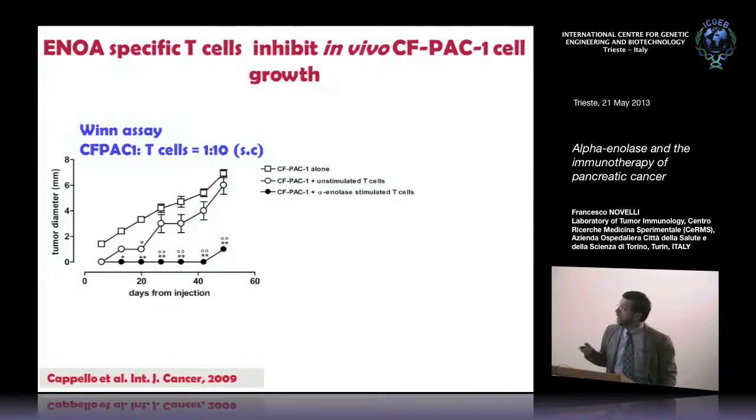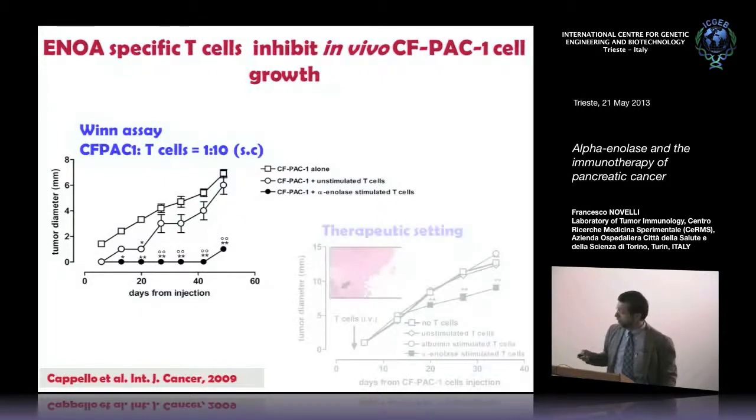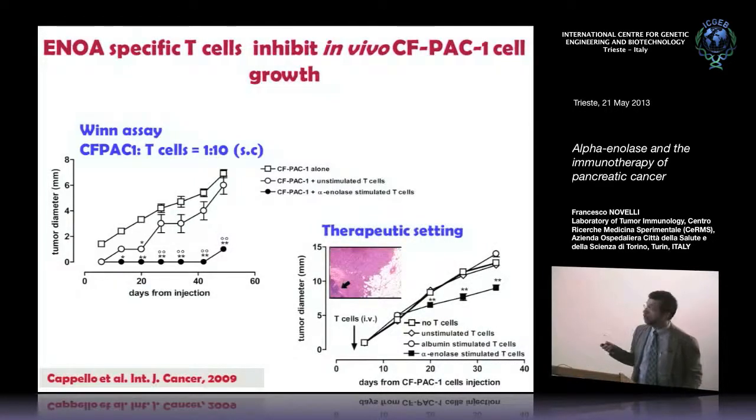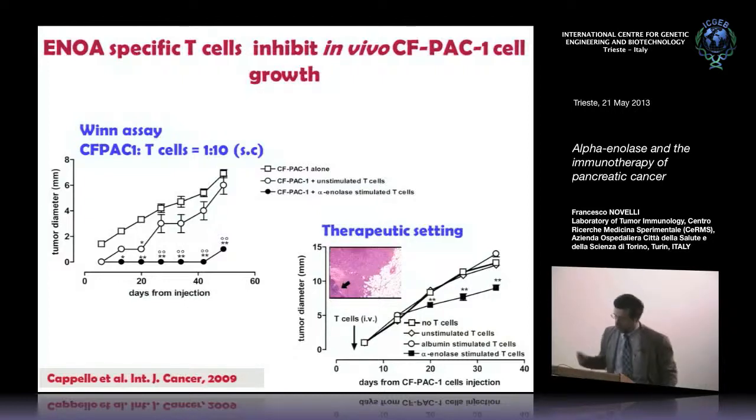and the inhibition also worked in a therapeutic setting, because in this experiment the CFPAC cells were injected subcutaneously. We waited for the implantation of the tumor, and then after some days we injected T cells IV, and as you can see, the injection of alpha-enolase stimulated T cells significantly blocked the growth of the tumor. So this approach was also effective in a therapeutic setting.